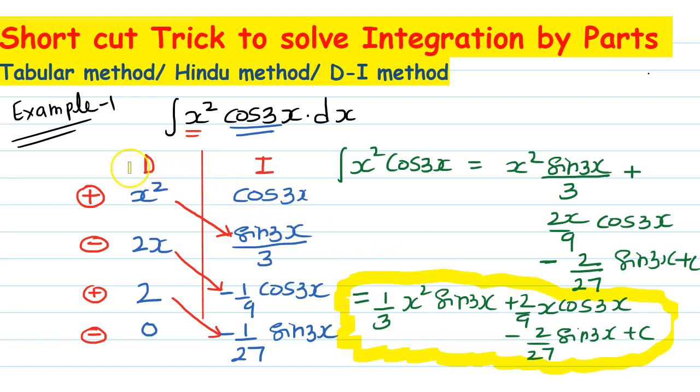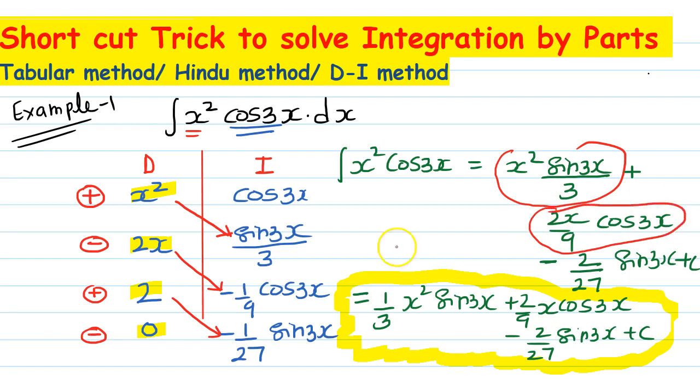So remember, we are putting the derivative x square, then 2x, and then 2, until you get 0. Once you get 0, you need to stop, and then we put alternate signs, plus minus, and then multiply diagonally. So x square into sine 3x over 3, then 2x into minus 1 by 9 cos 3x, and then the third one is 2 times minus 1 by 27. This gives you the answer for the integral of x square cos 3x.